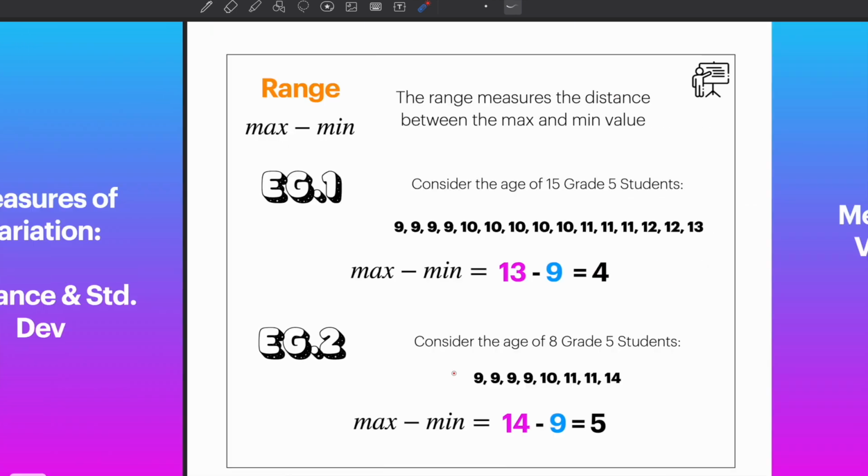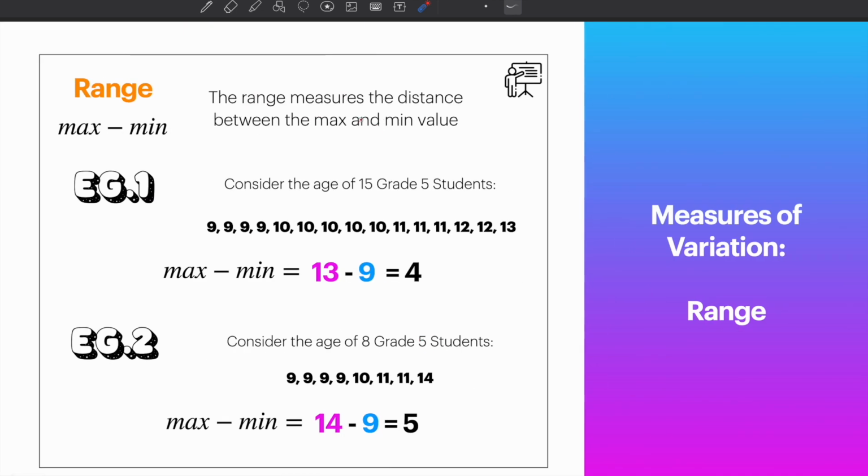Next up, we look at the range. The range is basically the measure that will give us the distance between the maximum and minimum value. Let's revisit the ages of those 15 students. And this is how we find the maximum and minimum, and so this is how we would find our range. Our range in this case would be 13, because this is the largest value that we got, minus 9, because this is the smallest value that we got, and then we get a value of 4. Then this basically is your range.